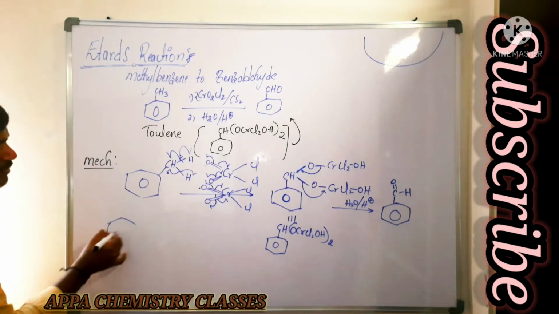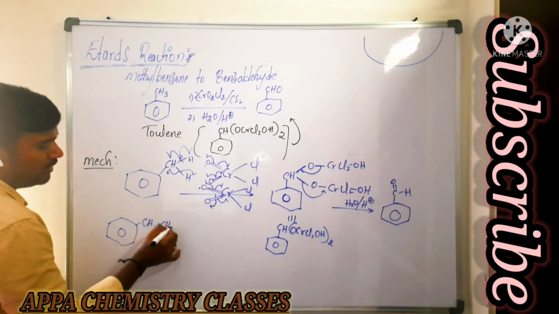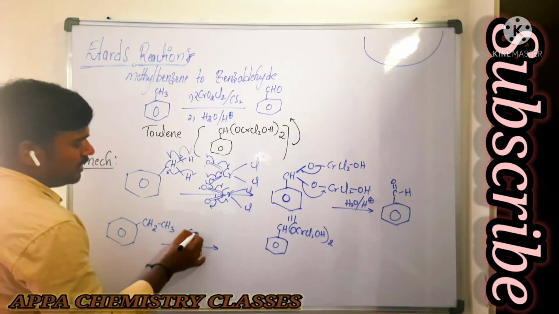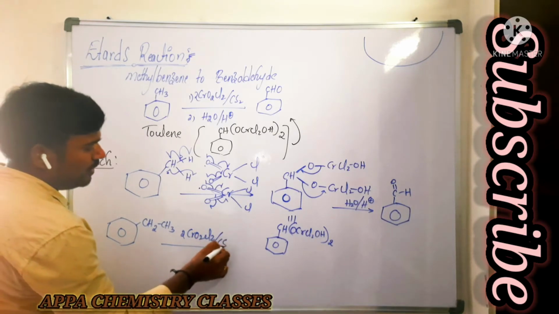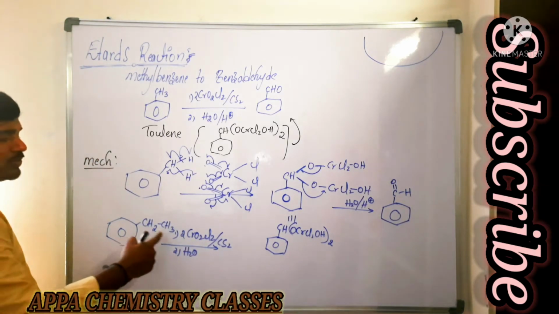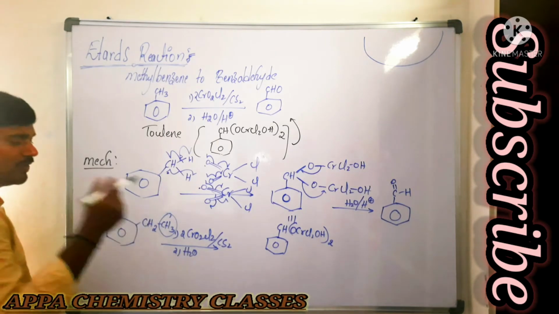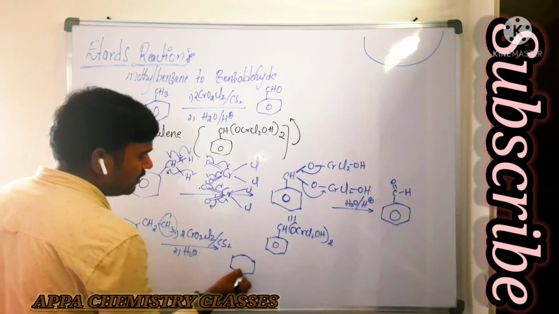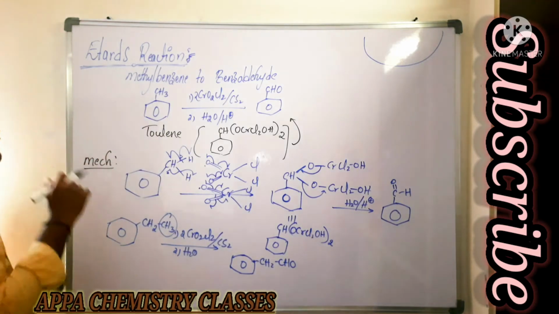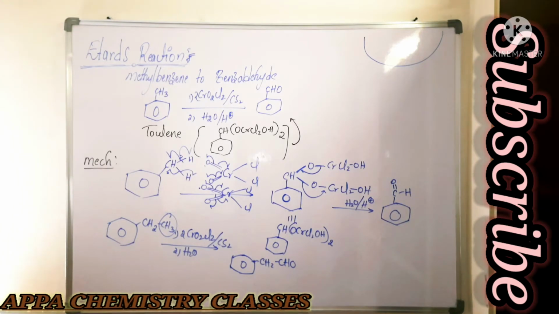Now take another example: C6H5CH2CH3. When it reacts with chromyl chloride CrO2Cl2 in the presence of a non-polar solvent, followed by hydrolysis in acidic medium, we have two groups. Which carbon will be oxidized to aldehyde? I told you that the CH3 carbon will be oxidized to aldehyde, so we get C6H5CH2CHO. That is what we call Etard's reaction. Is that clear?